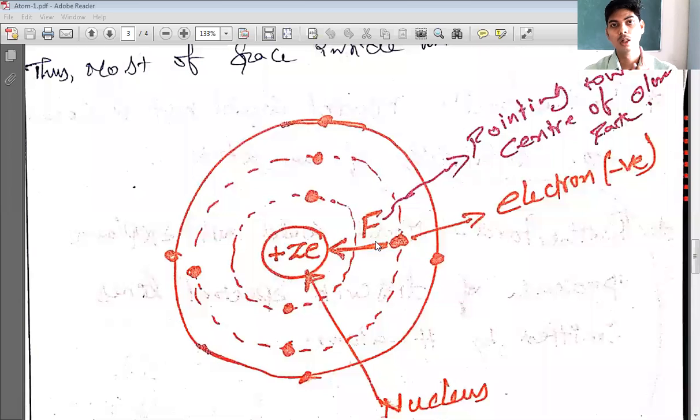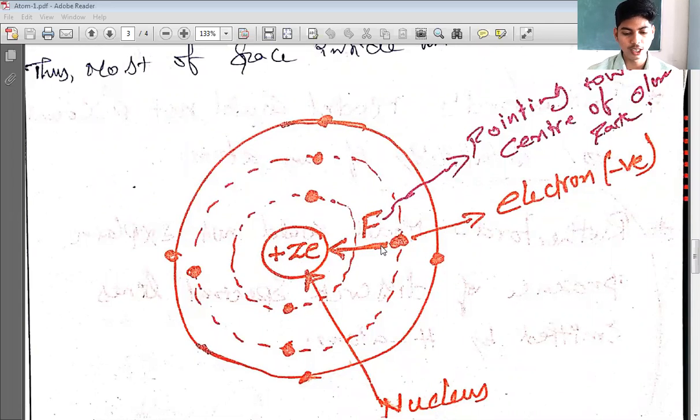I have told you, force between any two charges is called electric force. Nucleus is positively charged, electron is negatively charged. Between two charged particles, there must be a force, because these two are unlike charges. Look, nucleus is positively charged and electron is negatively charged. Positive and negative, they are unlike charges. Unlike charges attract each other. Hence, the nucleus exerts a force of attraction on the electron.